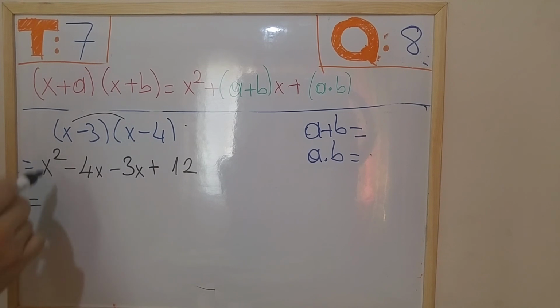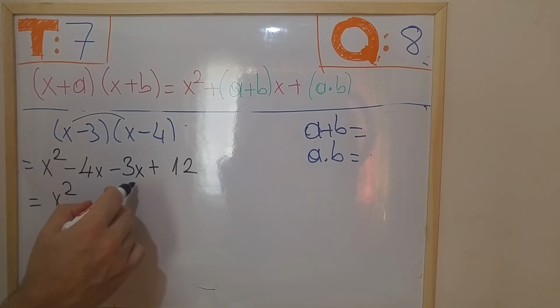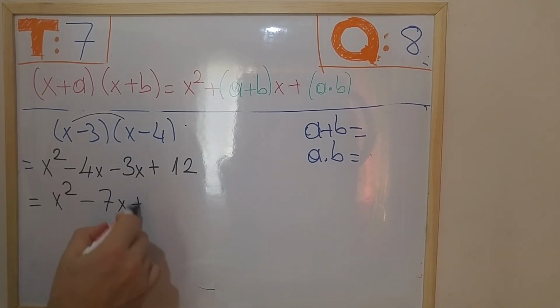And this yields x squared, again x squared. I have minus 4x here, and I have minus 3x here. So when I sum them up, I have minus 7x plus 12 as my answer.